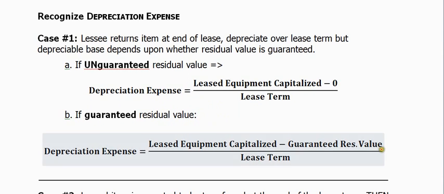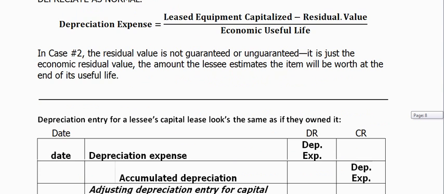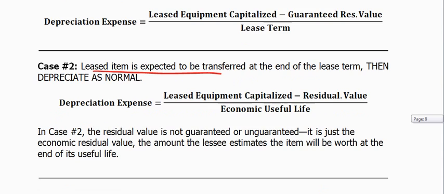Okay, so let's get to an example. Oh, sorry, getting ahead of myself. Let's conceptually look at depreciation expense. Okay, so there's going to be two cases. Case one is lessee returns item at the end of the lease. And case two is leased item is expected to be transferred. So those are the two cases.